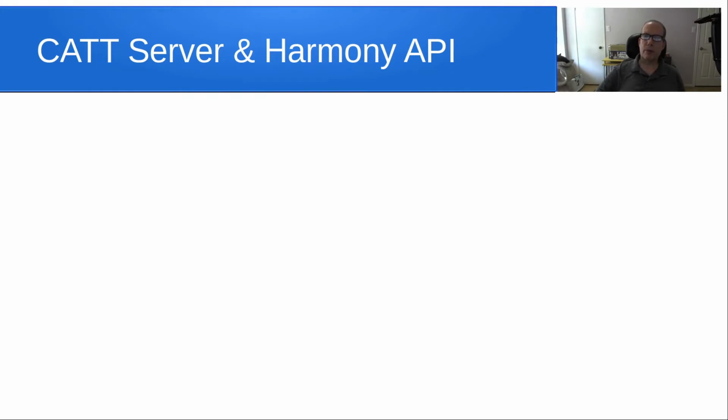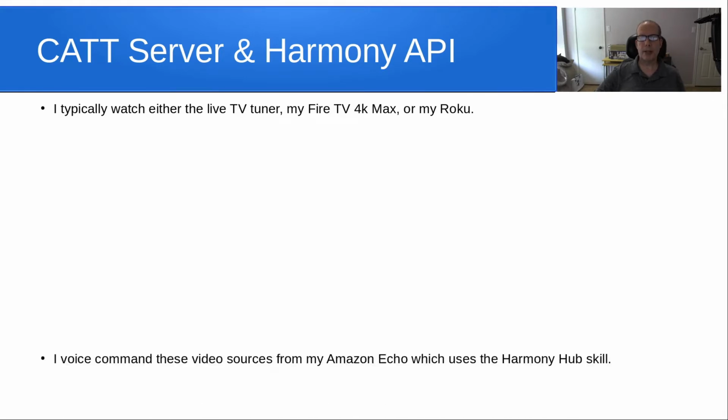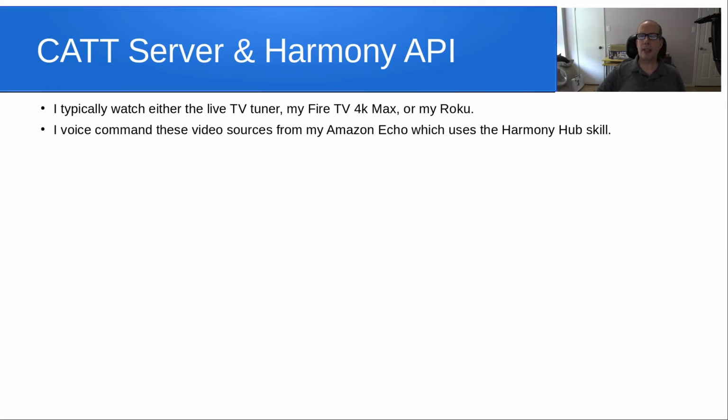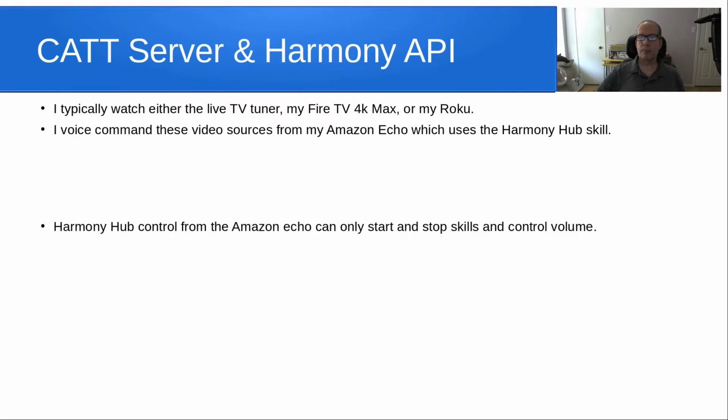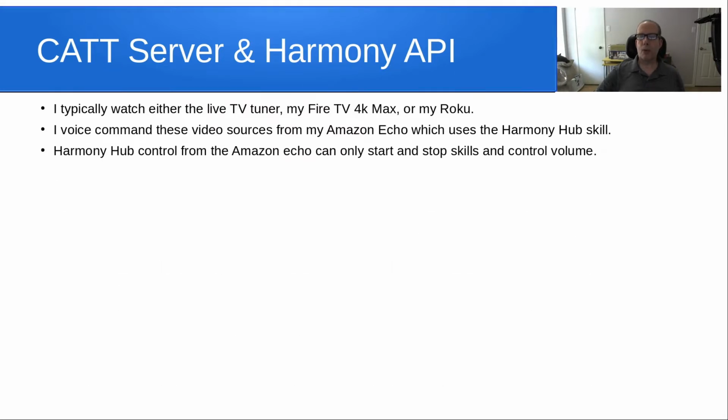So, first of all, the CAT server and Harmony API. I typically watch either the live TV tuner on my TV, my Fire TV 4K Max, or my Roku, and even some other sources I haven't mentioned. I voice command these video sources from my Amazon Echo, which uses the Harmony Hub skill for the Echo. Harmony Hub control from the Amazon Echo can only start and stop activities and control volume, and it can do some simple things like pause and resume.